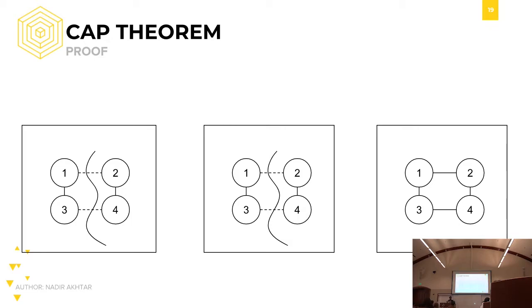So let's take these 3 categories and try to design a scenario in which we can have 2 and prove that the last one is impossible. So let's say we choose partition tolerance and availability. What we see is that we have a lack of consistency.